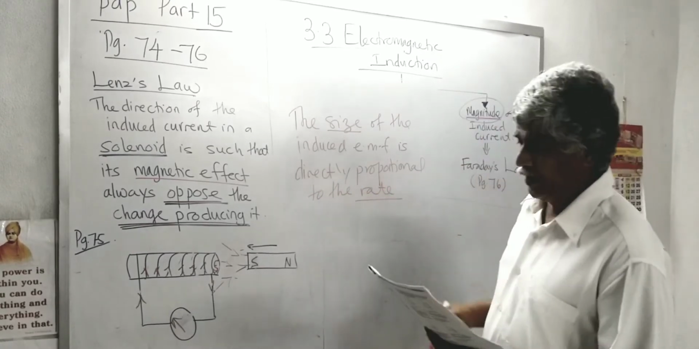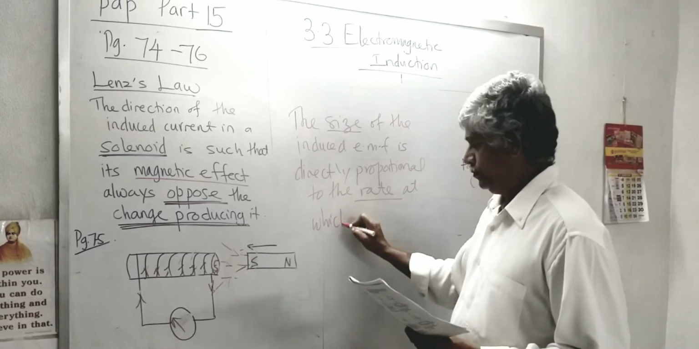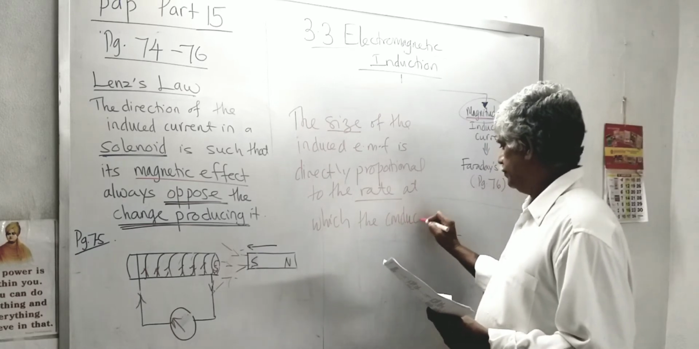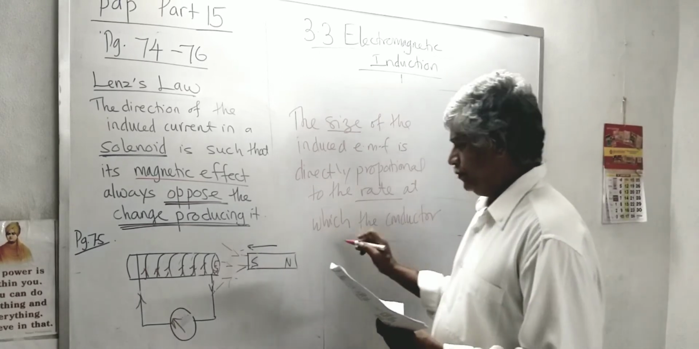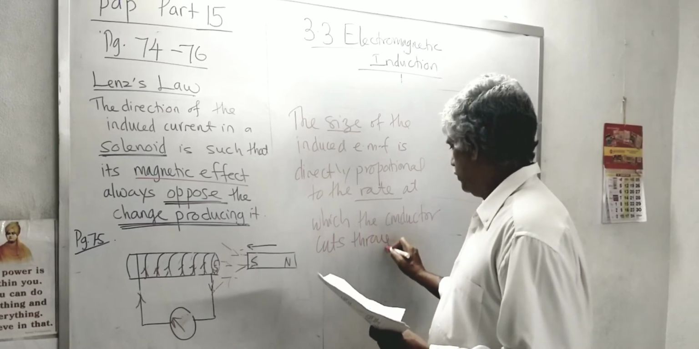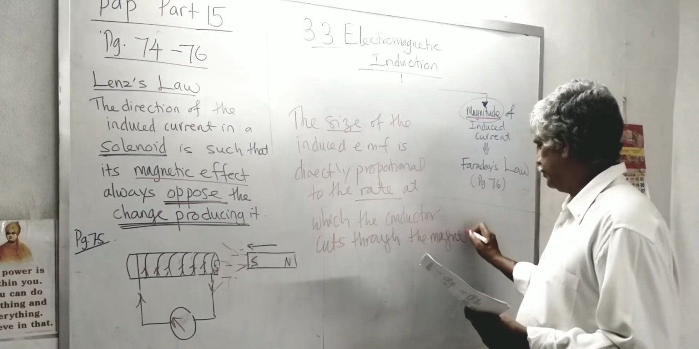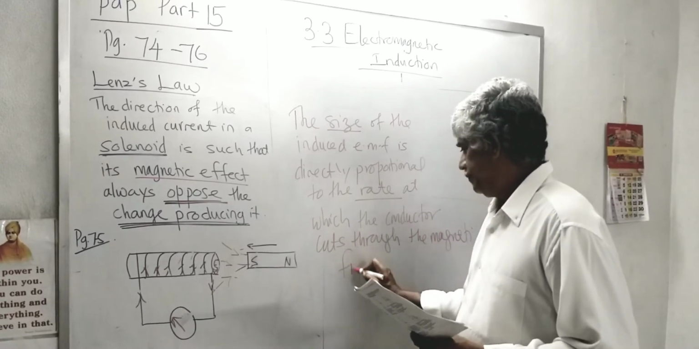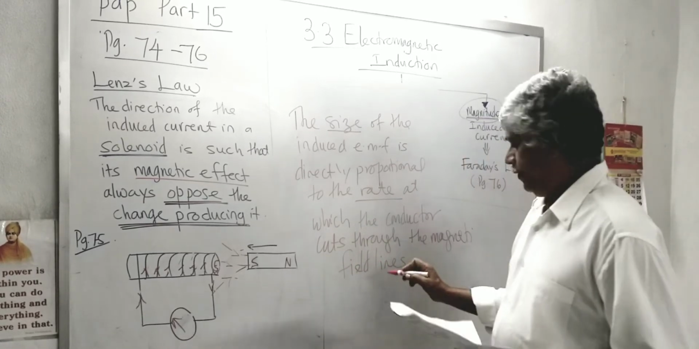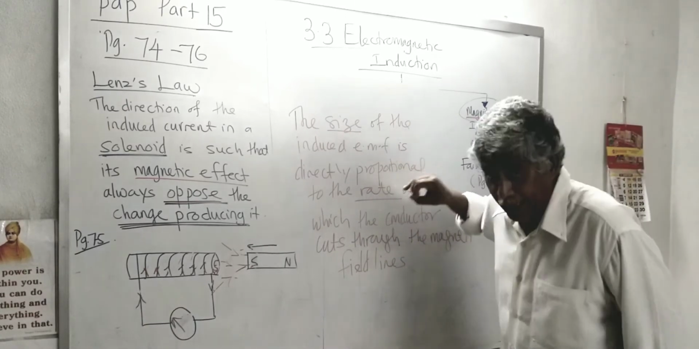That means how fast the conductor cuts through, how fast it's cutting, the magnetic field lines. Okay, so that is the general statement. So we can expand this.